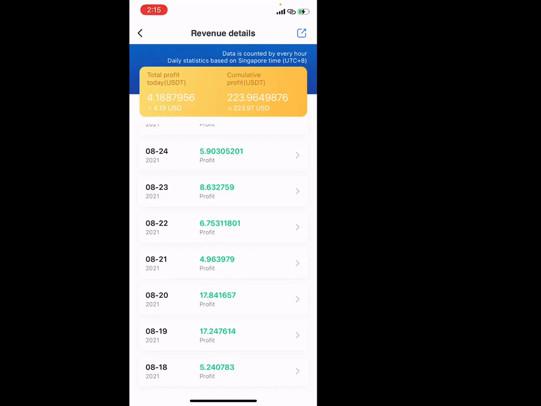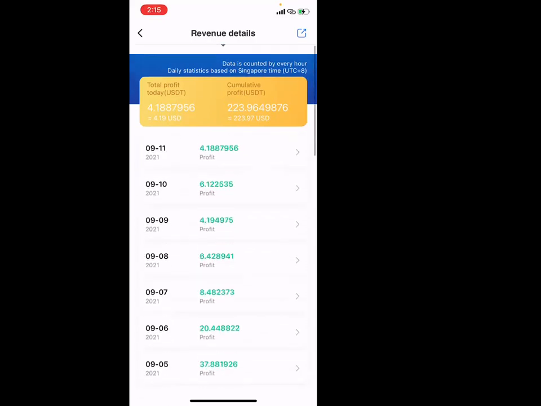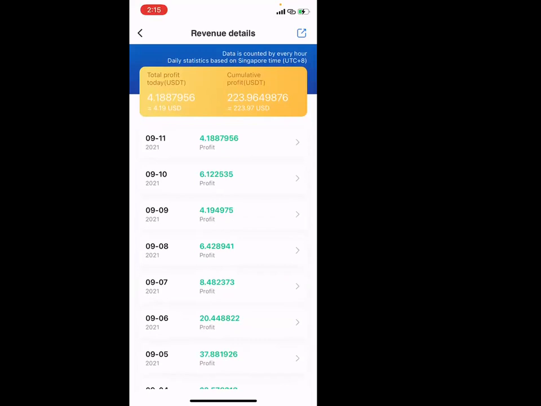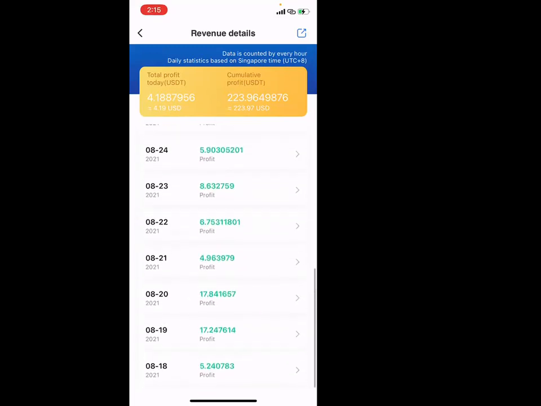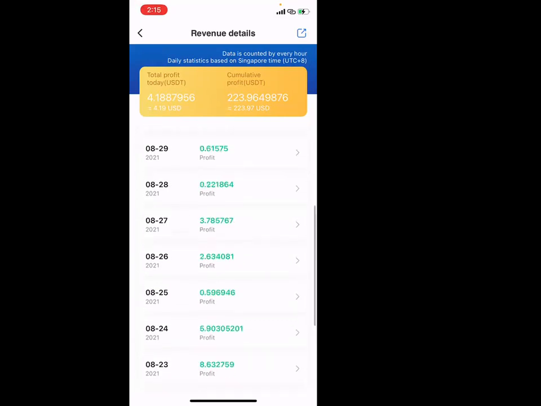Now, these things I'm just beating around the bush, so let's get straight to the point. Revenue details is where you see the profits closed. That doesn't mean you can't be on a floating loss. I will show us what the floating loss is. You can see here from the 18th of August down to 11th of September, the robot has closed for me $223.96. Now, some of you may be wondering, how much account do I have? I have about a $500 account. Right now it's more than 500, approximately 700 to 800.